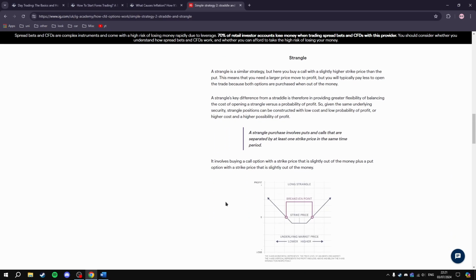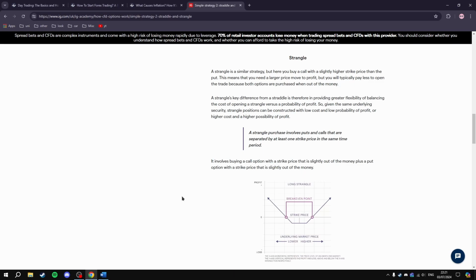Then we've got the strangle. Strangle is a similar strategy, but here you buy a call with a slightly higher strike price than the put. That means you need a larger price move to profit, but you typically pay less to open the trade, because both options are purchased when out of the money.